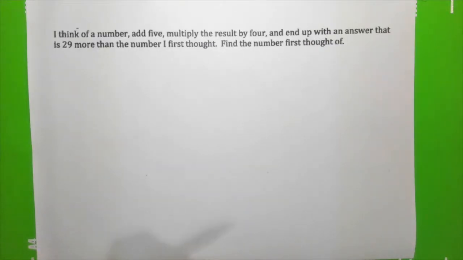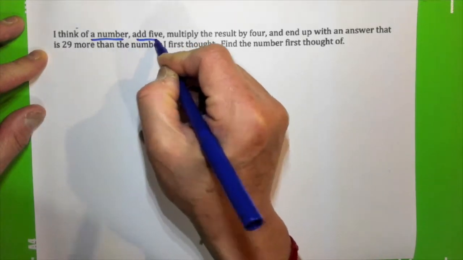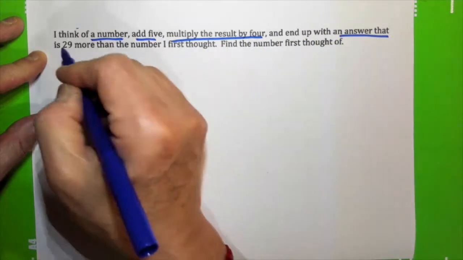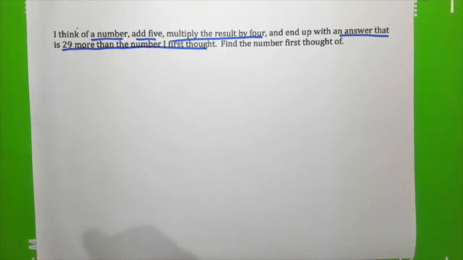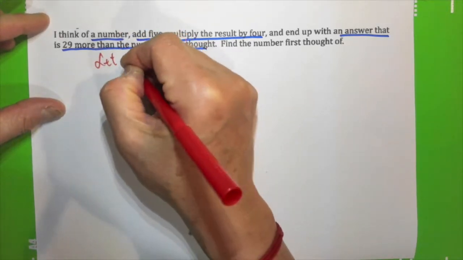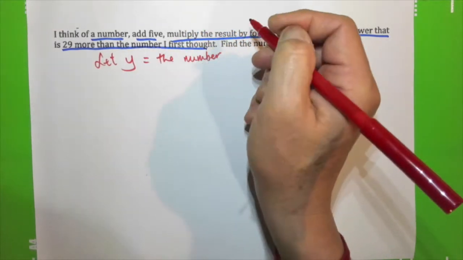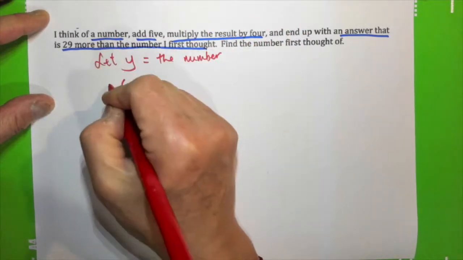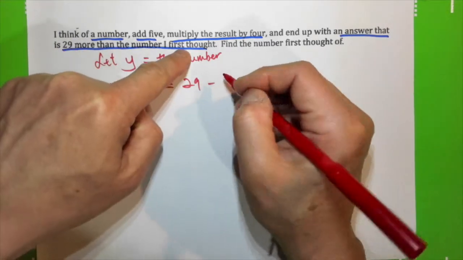Let's have a look at another example. This one: I think of a number, add 5, multiply the result by 4, and end up with an answer that is 29 more than the number I first thought of. Find the number I first thought of. So, we can define the pronumeral again. This time let's call it y, equals the number. Okay, so y plus 5. Multiply the result by 4.